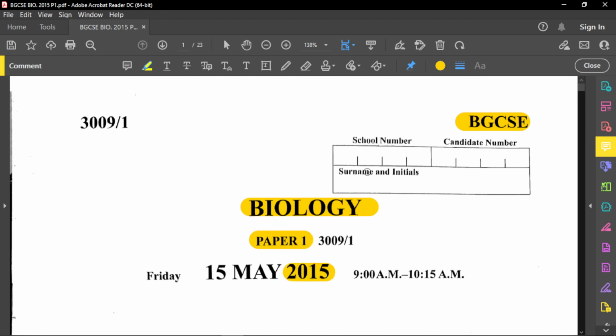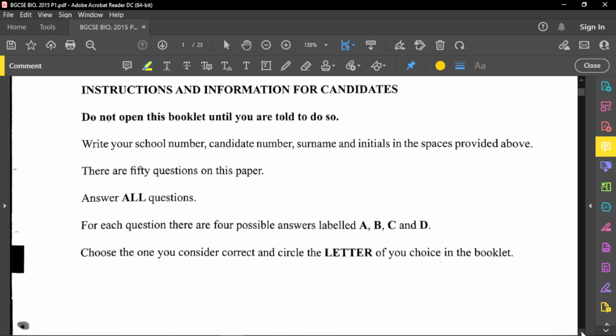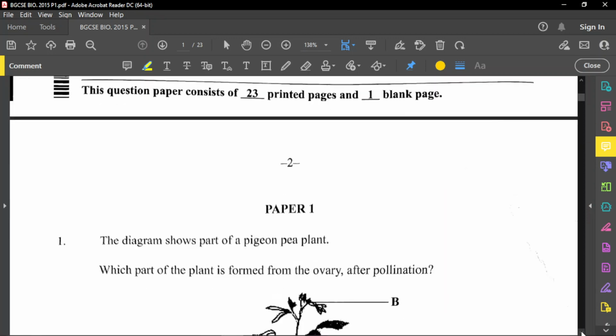Now please remember, before you start the examination, always write your school number, your candidate number, your surname, and your initials. Also, please remember to read through the instructions carefully before you start the examination. And if you have any queries or any doubt, please clarify those with your examiner before you actually begin. Now let's jump into the first question.